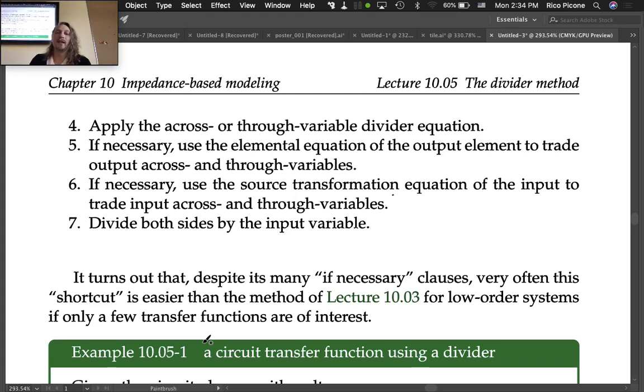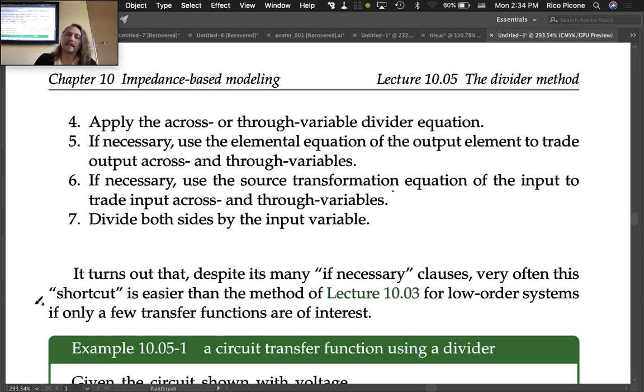It turns out that despite its many if-necessary clauses, very often this shortcut is easier than the method of lecture 10.3 for low order systems, if only a few transfer functions are of interest. It's quite useful for that, and I would say this is the quickest modeling technique that we're going to learn in this class. Using impedance methods, you can come up with a transfer function pretty quickly. You can also, remember, take a transfer function and turn it into an input-output ODE by inspection. So you can find the input-output ODE for a system using this impedance method very, very quickly, which is pretty cool. So I recommend getting good at it.